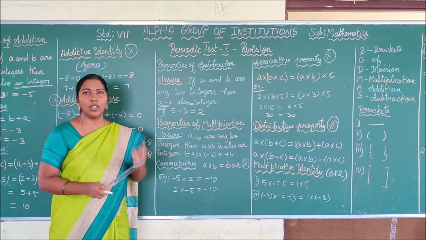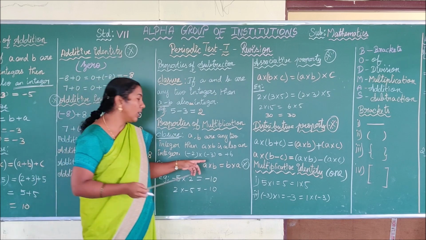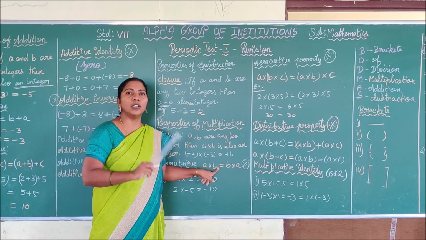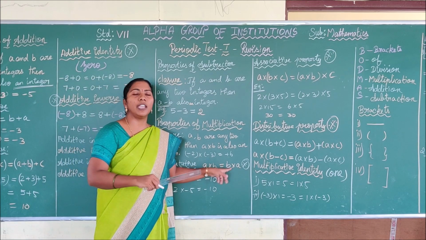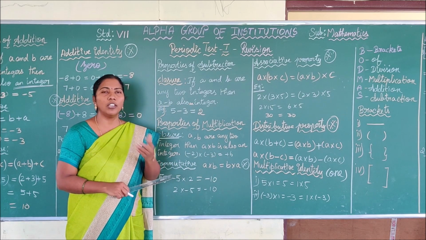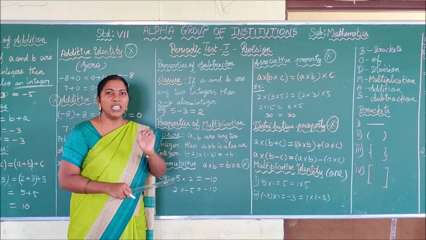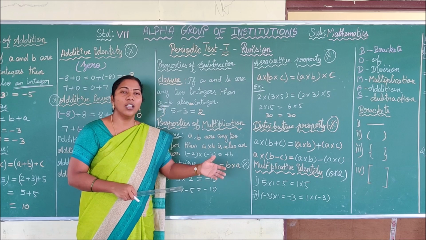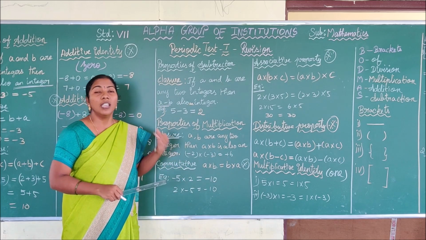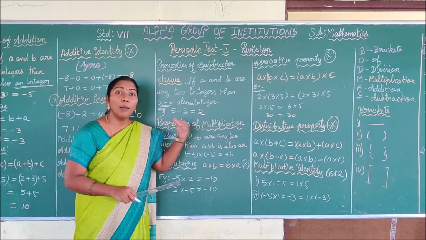See the next one. Commutative. Commutative means you have to take two elements, milk and sugar. A into b is also equal to b into a. In the addition commutative property, how can you say? A plus b equal to b plus a. For the multiplication, how can you say? A into b equal to b into a.